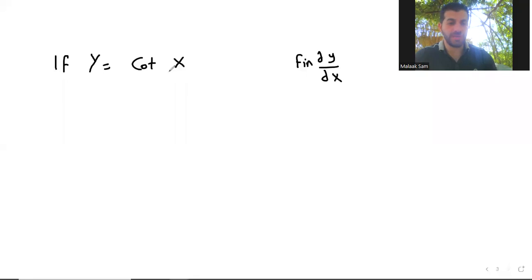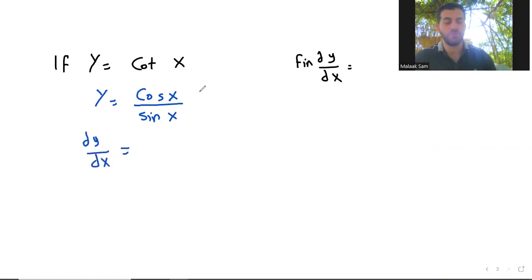If y equals cot x, find dy over dx. We can write, instead of cot x, cosine x over sine x. Then we apply the quotient rule. Here, dy over dx is equal to, we have top and down, u over v, a function divided by another function. So write v multiplied by u prime minus u multiplied by v prime over v squared. That is the quotient rule.